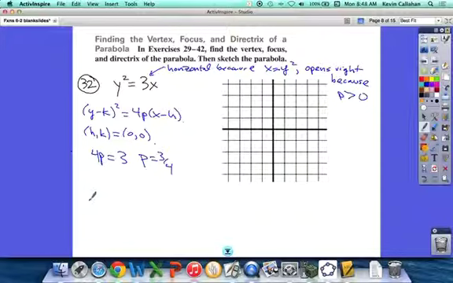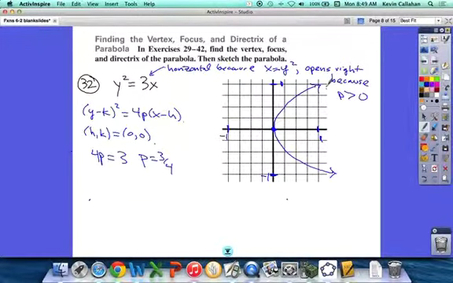Let me do this. I'm going to make this like a graph: 1, 2, 3, 4, and negative 1. I should have made that bigger, but that's okay. All right, so the vertex is at 0, 0. It opens, as we said, to the right. So we know the parabola is going to go around it like this. We're not plotting points, we're just sketching a parabola that goes to the right.